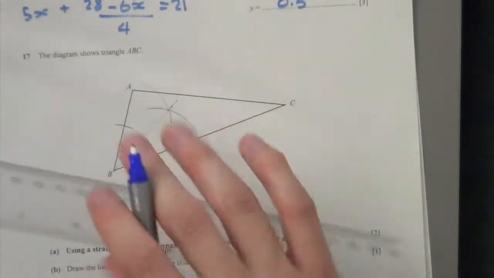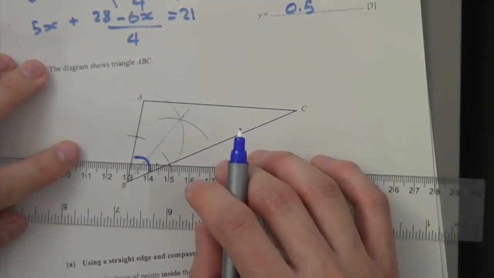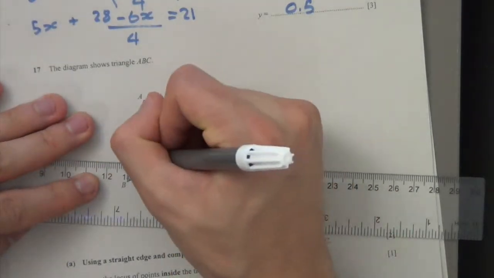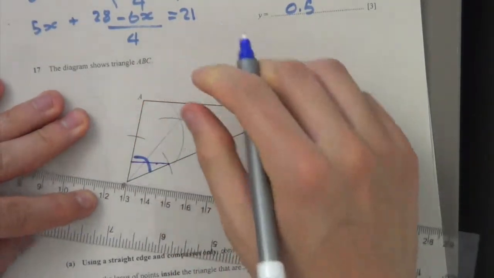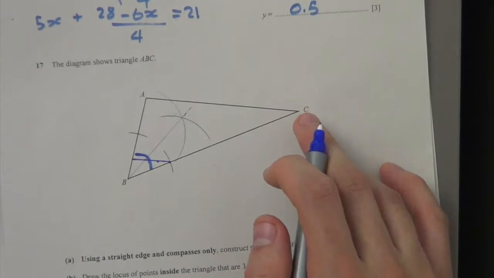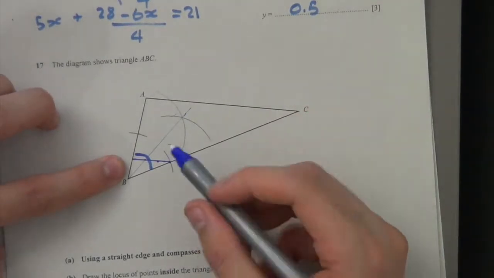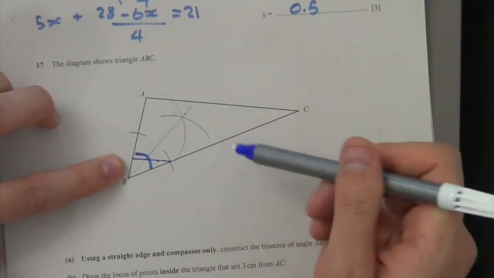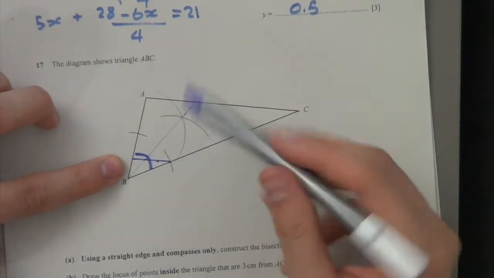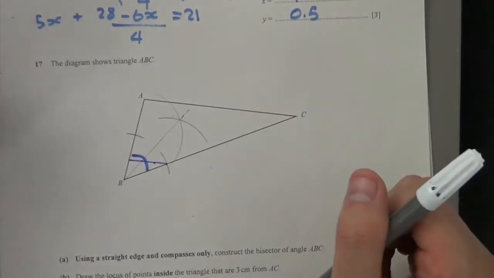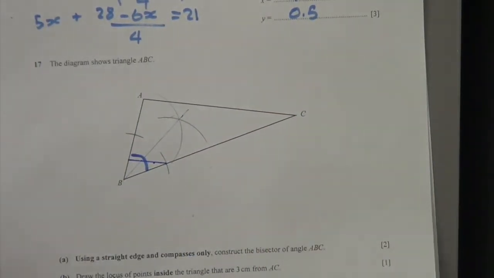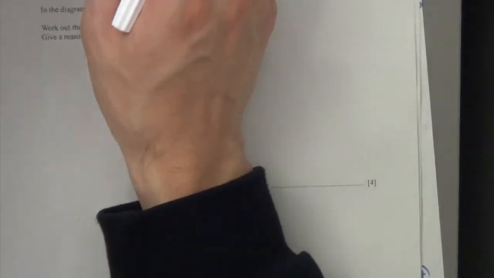Basically it should be a line parallel to AC, and it has to be inside the triangle. So that's 3 centimeters away from AC, and it's parallel to it, and it's inside the triangle. So that's how you answer this question. So 3 marks for that question. Right.